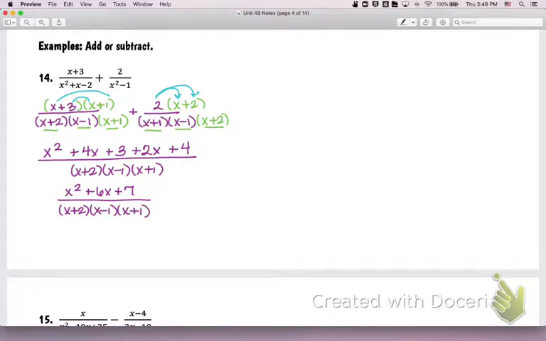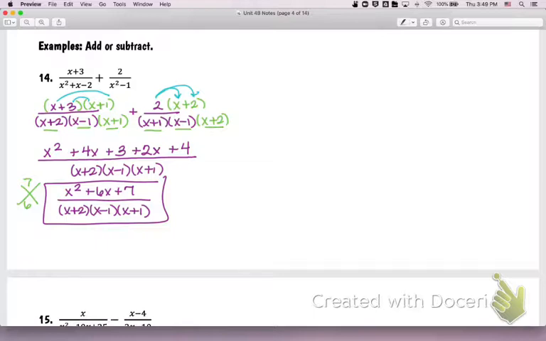So now we need to think to ourselves, does anything multiply to 7 and add to 6? No, because that 7 is positive. If it was negative, it would. But in this case, no, it does not. So that means this is as good as it's going to get, and that is our answer. So that's how we work with common denominators.